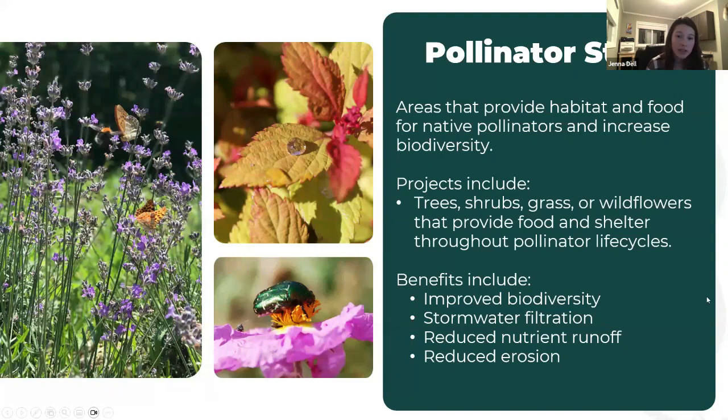And the pollinator strips is really similar to the tree establishment, but instead of just having trees, you also have things like shrubs, grasses, and wildflowers. Ideally, when you're planting the flowers, they will be blooming throughout the growing season. So trying to pick flowers or grasses that will be blooming throughout the season rather than just at one time is a good idea. And then the benefits for this one are improved biodiversity, stormwater filtration, reduced nutrient runoff, and reduced erosion.